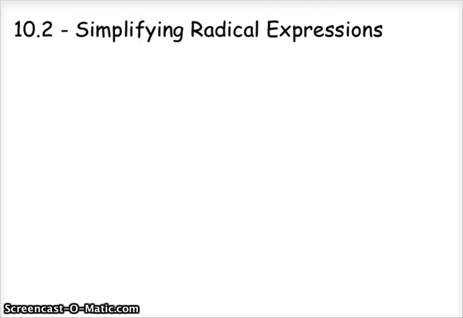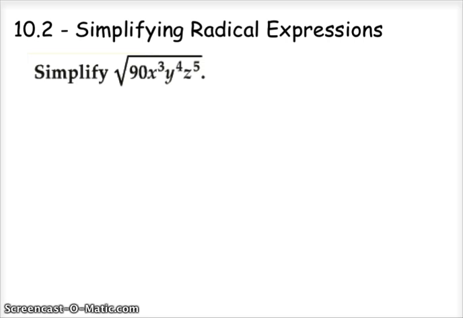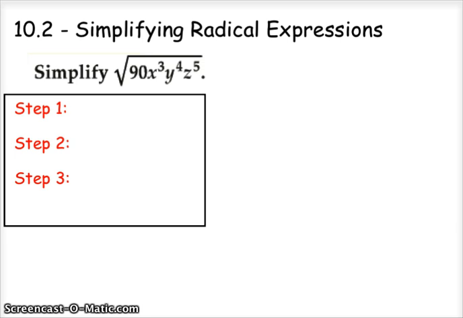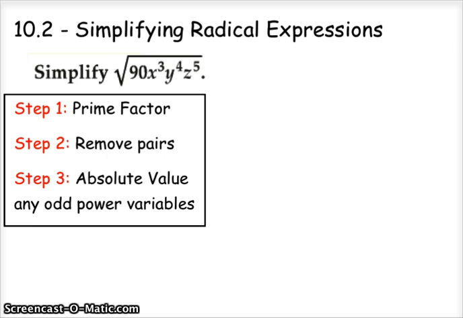The last thing I want to look at is how to simplify expressions that include variables. We're going to do a very, very similar thing, except this time we have a few extra steps. Step 1 would be to do the prime factorization, break all the numbers up, break all the variables up, and find how many pairs we have, how many perfect squares we can take out. Step 2 then would be to remove those pairs. And lastly, if we take a variable out and it's an odd power, so either x to the first power, x to the third power, or the fifth power, we have to use an absolute value. I'll explain that when we get there.